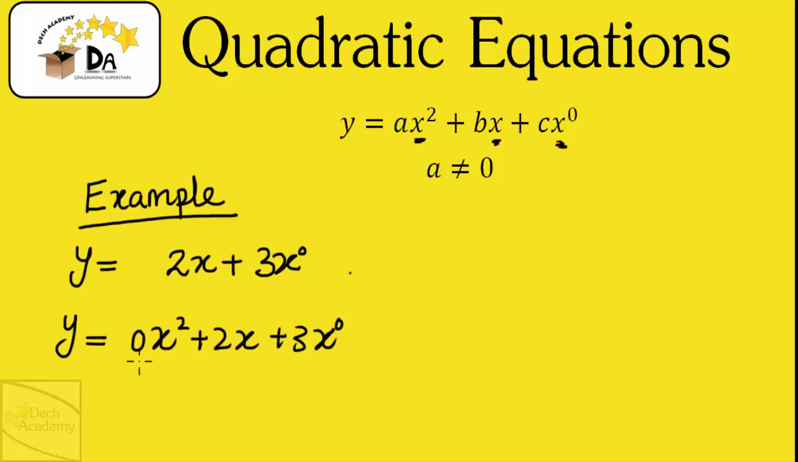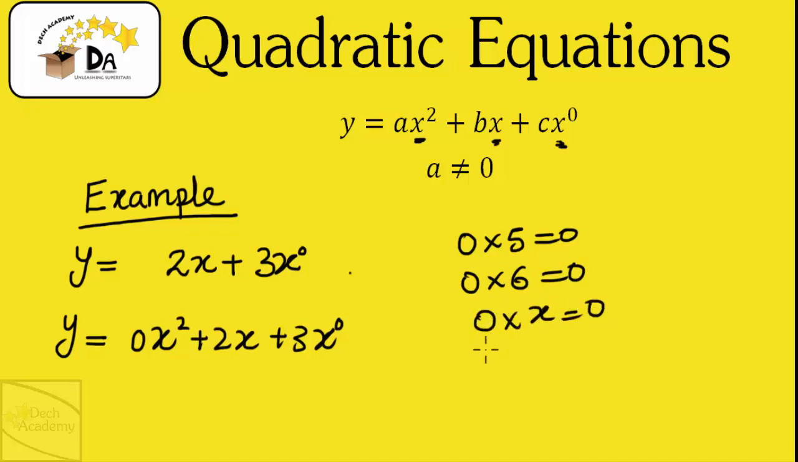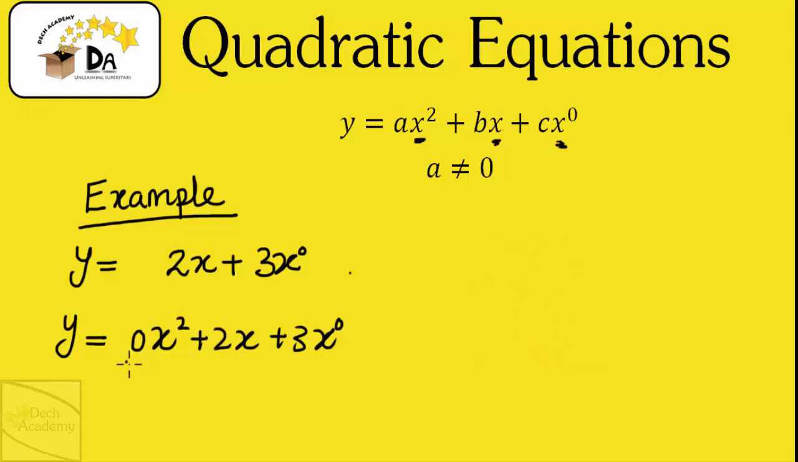Now, you have to really consider this and look at it. 0 times x, 0 times anything is 0. 0 times 5 is 0. 0 times 6 is 0. 0 times anything, 0 times x is 0. 0 times x squared is 0. So once you know this, you'll be comfortable with what was written here. 0 times x squared is the same thing as 0.